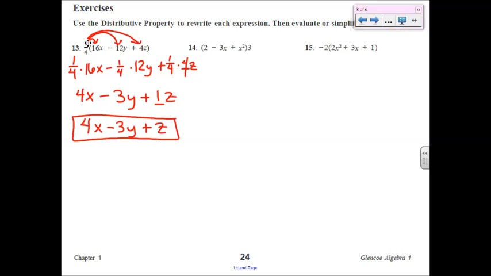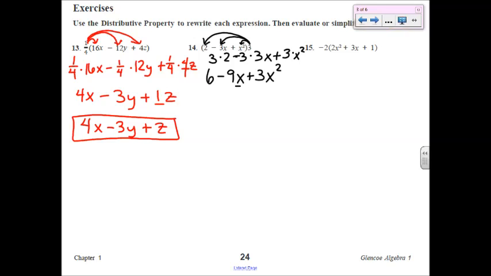In number 14, we have the number to the right. It does not matter. It still gets multiplied by everything. So 3 times 2 minus 3 times 3x plus 3 times x squared. 3 times 2 is 6 minus 9x plus 3 times x squared.